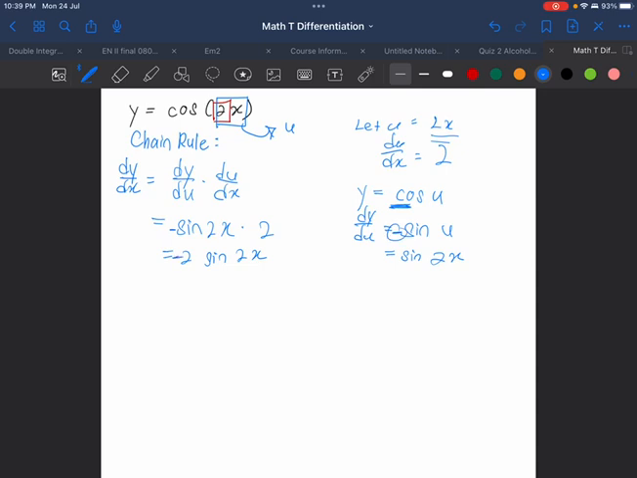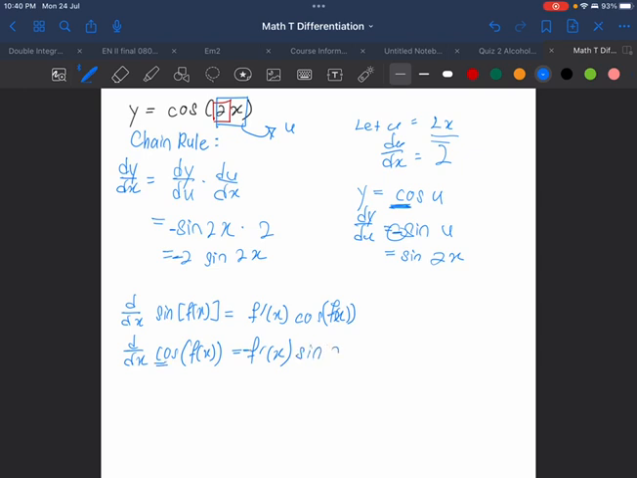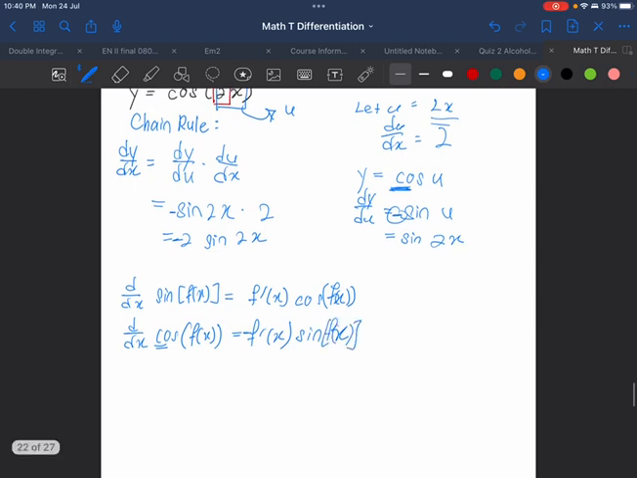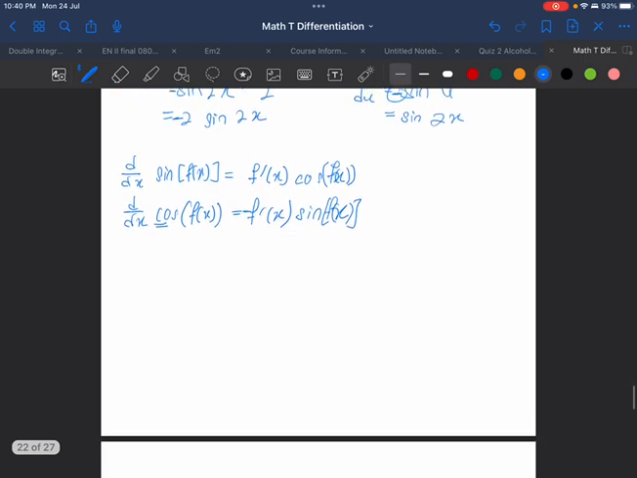So if you want to be fast, you can just ignore the u and differentiate directly if you are fast enough. So hence we can deduce this formula: d/dx of sine f(x) is equivalent to f prime x cos f(x), and d/dx of cos f(x) will be equivalent to negative f prime x sine f(x), since we are differentiating cos. Here are the formulas. The formula actually comes from the chain rule.